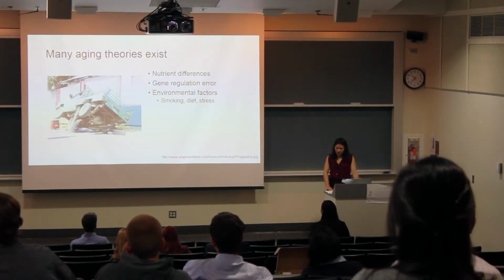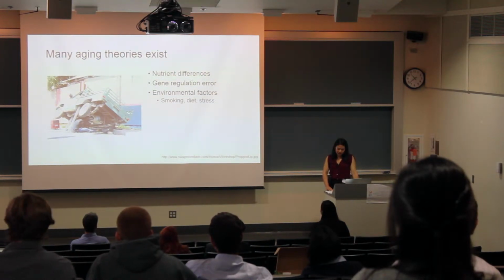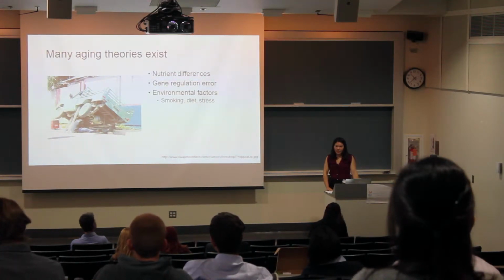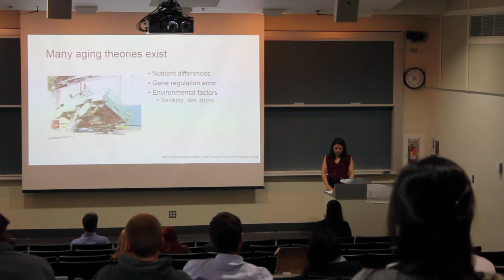Many theories on aging exist. They can be separated into genetic or environmental causes, such as gene regulation errors, diet, and behavior, like risky choices. This summer, I examined a possible genetic component to sex-specific aging.